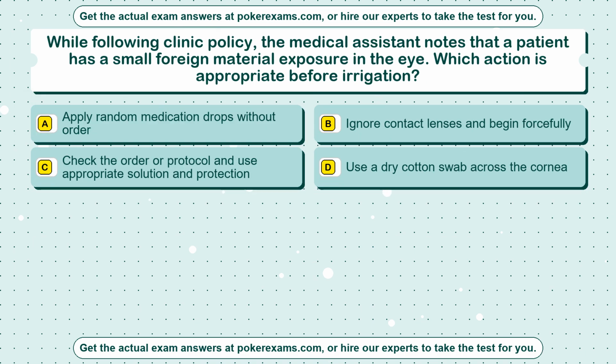Question 10. While following clinic policy, the medical assistant notes that a patient has a small foreign material exposure in the eye. Which action is appropriate before irrigation? Option A. Apply random medication drops without order. Option B. Ignore contact lenses and begin forcefully. Option C. Check the order or protocol and use appropriate solution and protection. Option D. Use a dry cotton swab across the cornea.